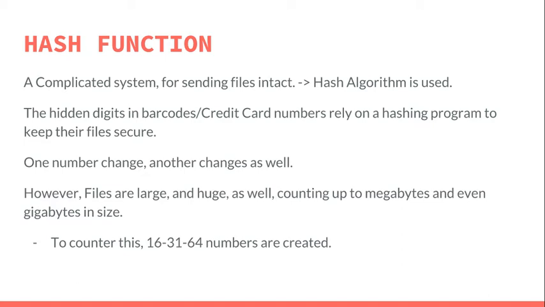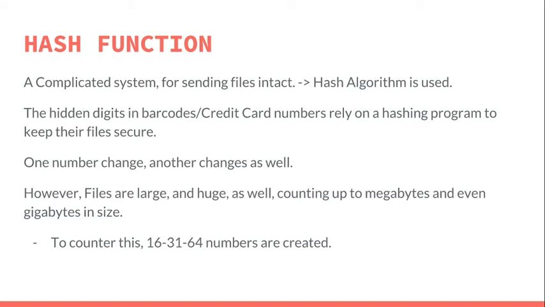So usually a hash is made into 16, 32, or 64 numbers. I'm sorry. To counter the hash function, you have 16, 32, not 31, and 64 numbers.